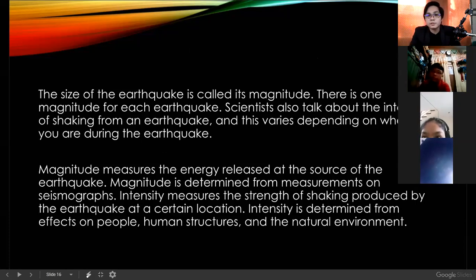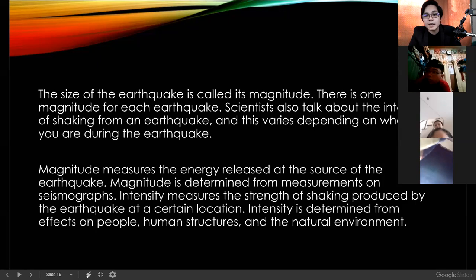There is no one magnitude for each earthquake. Scientists also talk about the intensity of shaking of an earthquake. And this varies depending on where you are during the earthquake. Magnitude measures the energy released at the source of the earthquake. Again, magnitude measures the energy released at the source of the earthquake. Take note, magnitude is determined by the measurement on the seismographs. Okay? We're still in the magnitude.